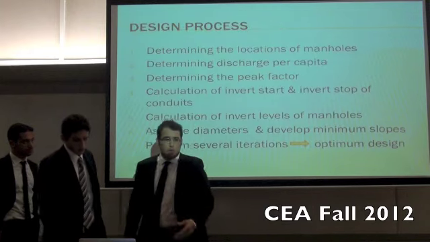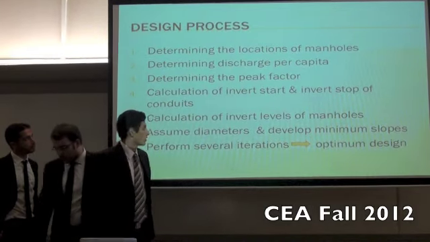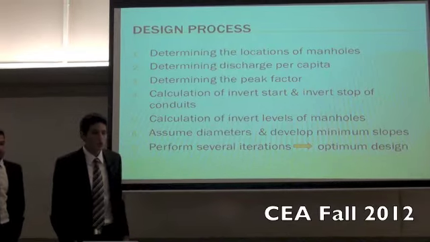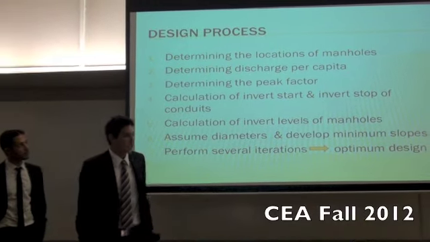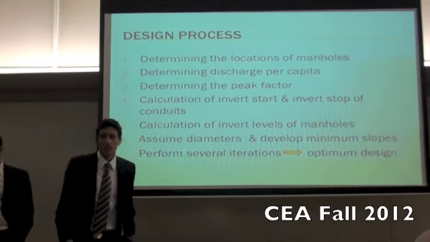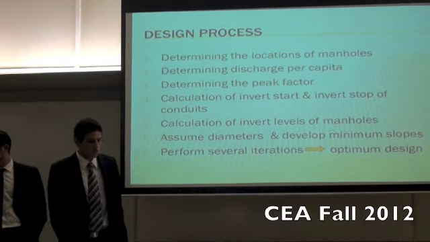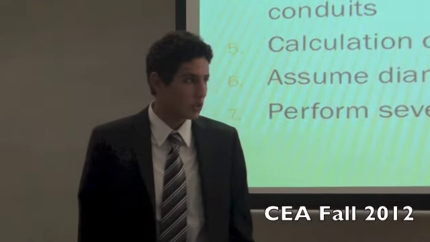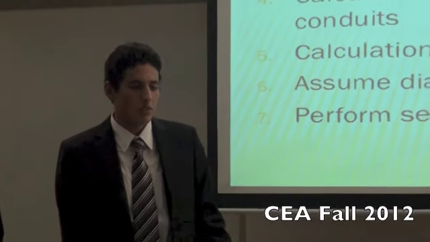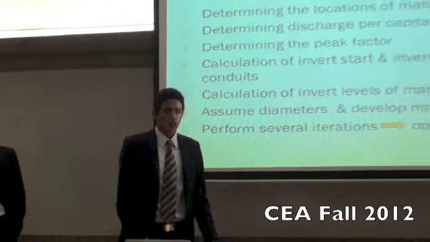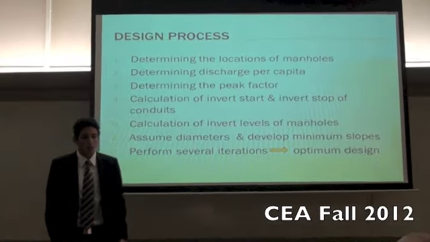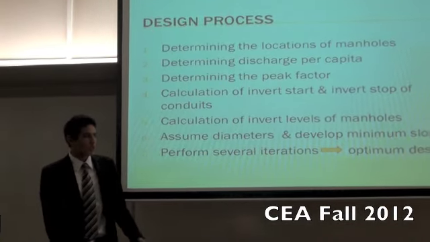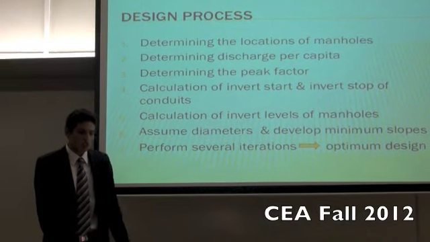Now, Muhammad Hashmawi will continue with the details. Moving forward to the design process, we need to determine the location of the manholes and discharge per capita, calculate the peak factor for the minimum and the maximum discharges, and calculate the inlet levels at the start and end manholes for every conduit, and the minimum inlet level for each and every manhole. Then, using assumed diameters, we get the minimum slopes and perform as many iterations as possible to reach the optimal design.